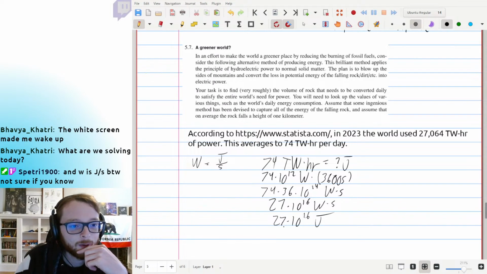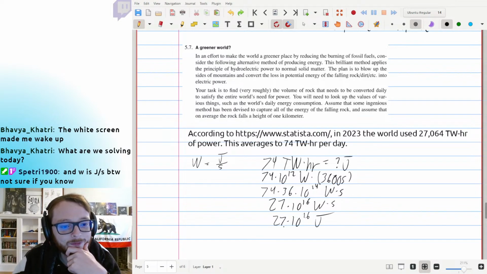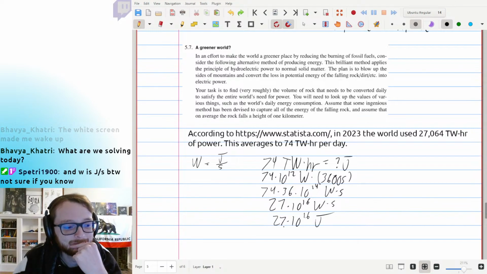By the way, this problem up here is from a physics textbook that I've been working through. This one is kind of a funny one. Normally they're a bit more traditional, I would say. That is a lot of joules.